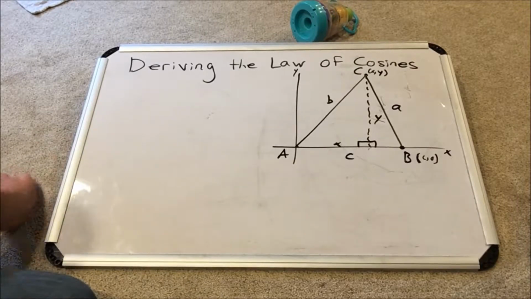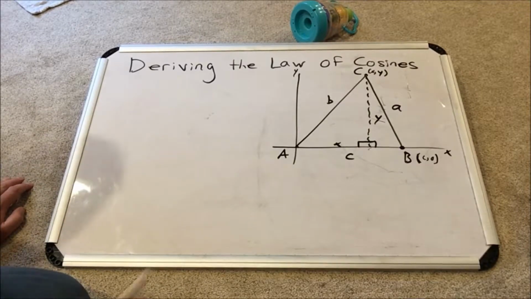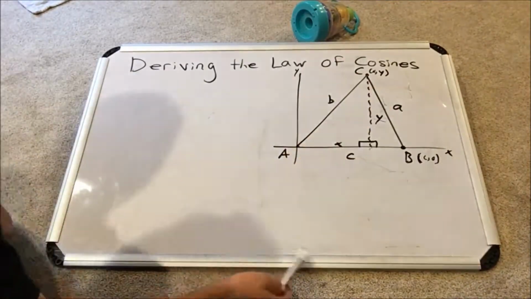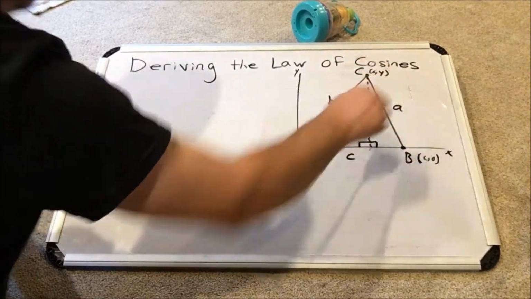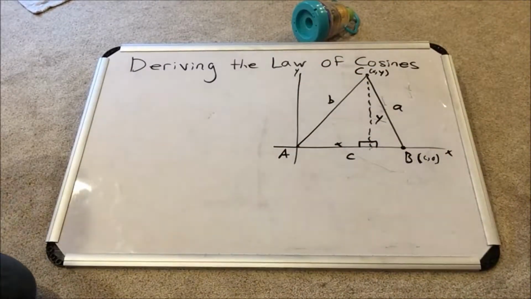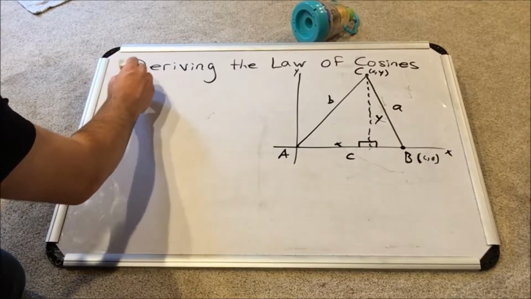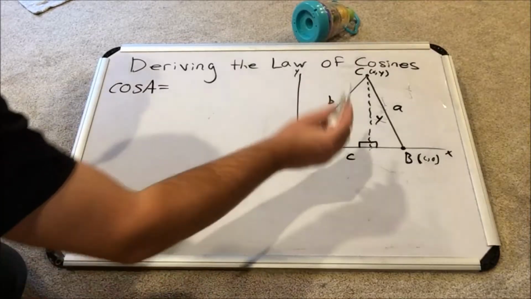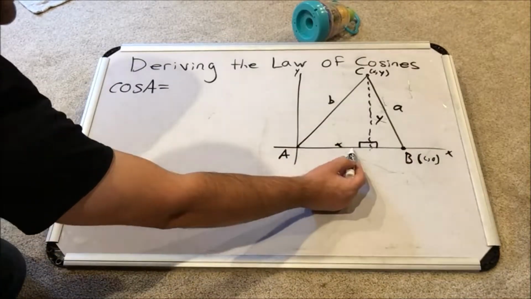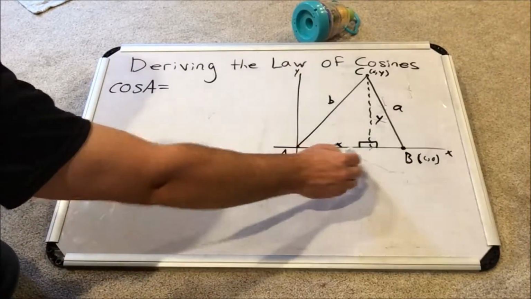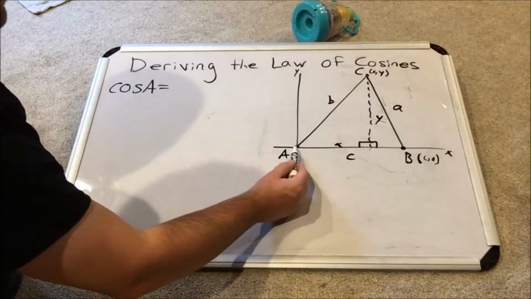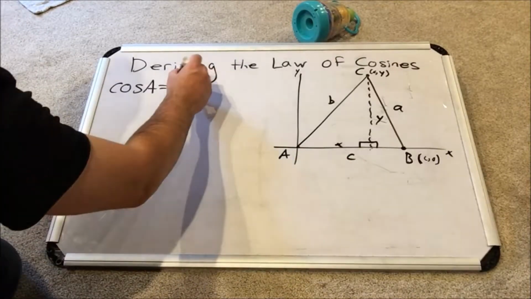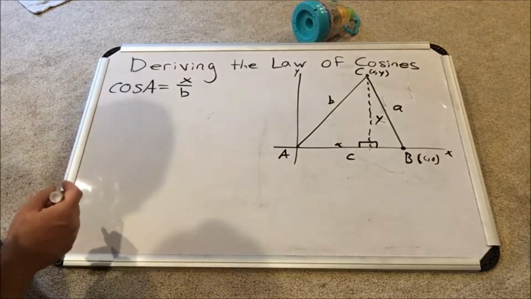And now I'm going to set up 2 trig functions of the origin, angle A. Notice how, with the altitude y, I've created 2 right triangles. We are going to use those. First, I'm going to denote what the cosine of A is. This is the law of cosines after all. Cosine of angle A will be adjacent over hypotenuse, so x over b. Remember, x is this partial distance along the bottom side, c. So cosine A equals x over b.